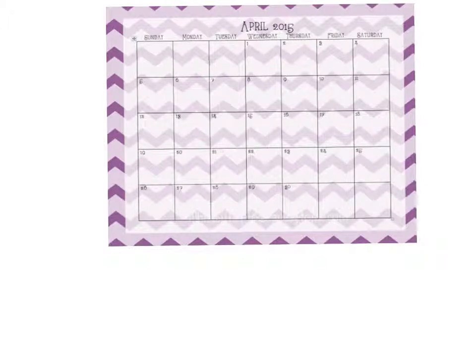Okay, let's look at this calendar. It says at the top, April 2015. I'm going to circle a date. Let's circle the 20th of April. We can write this in metric notation. We start with the greatest unit of time, and that's the year. So the year is 2015. We continue on to the least unit of time.